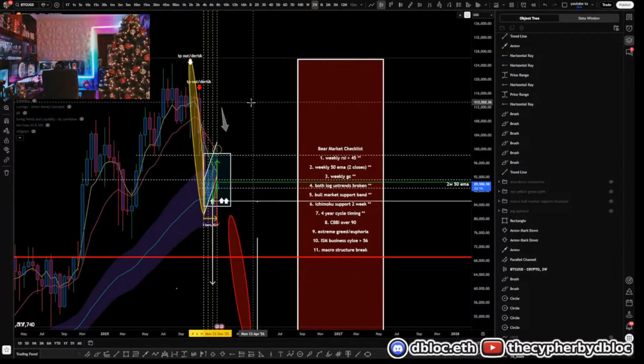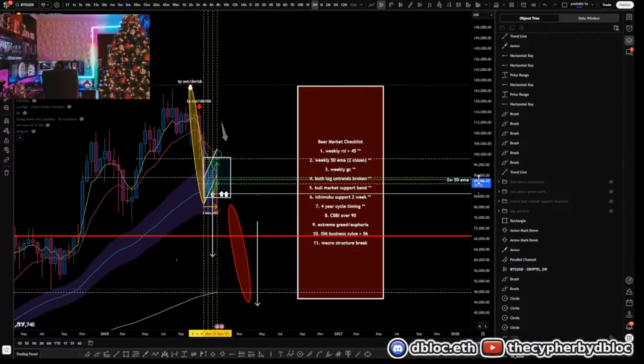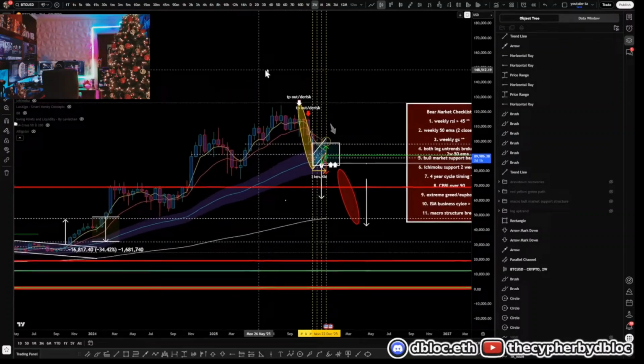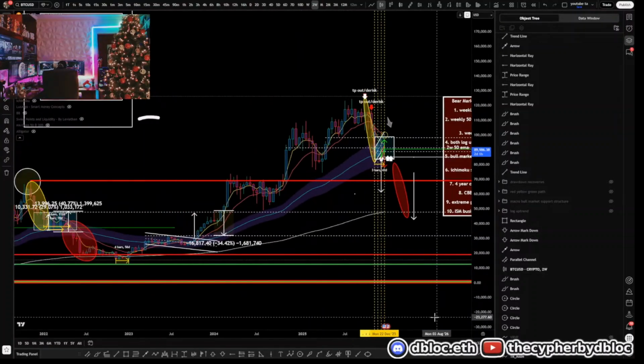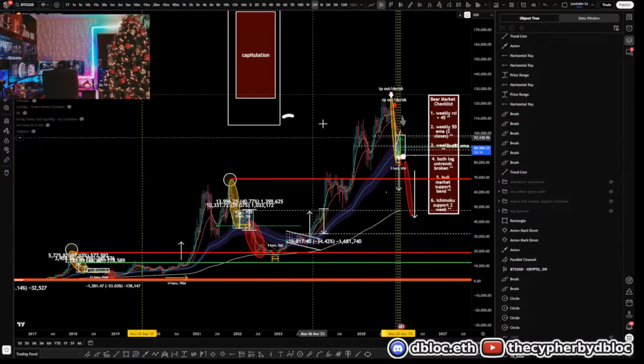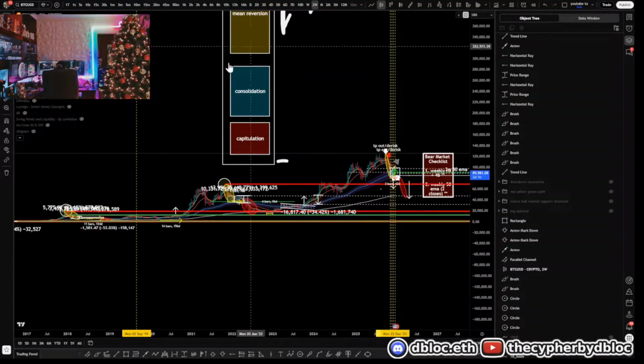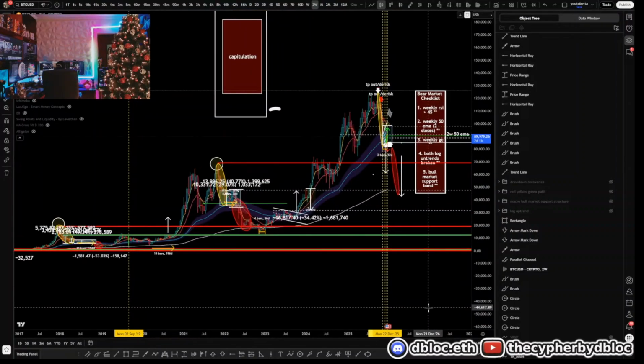So this is what I mean that we've been walking this thing down since the top, right? If you've been here long enough. But the bear market comes in three sections. Right? There's three cycles to the bear market.